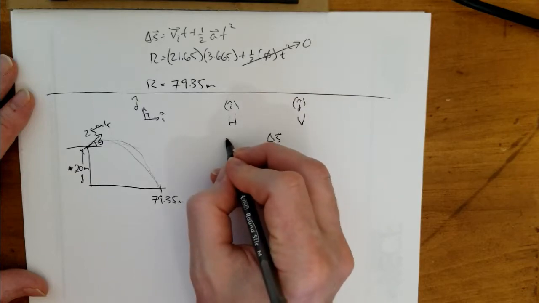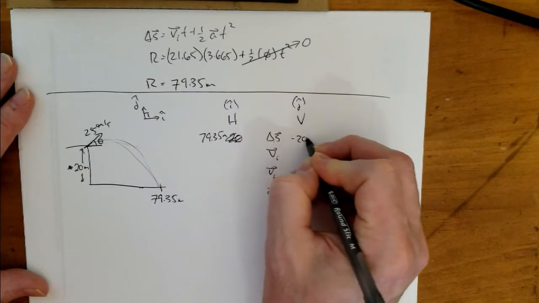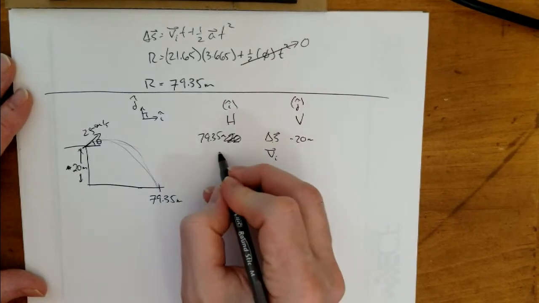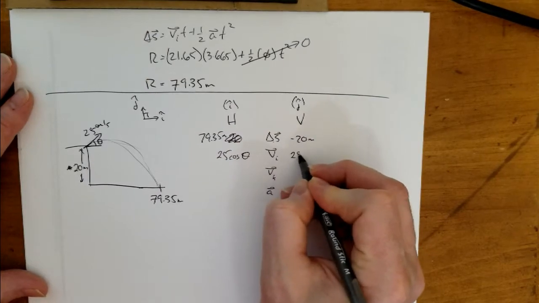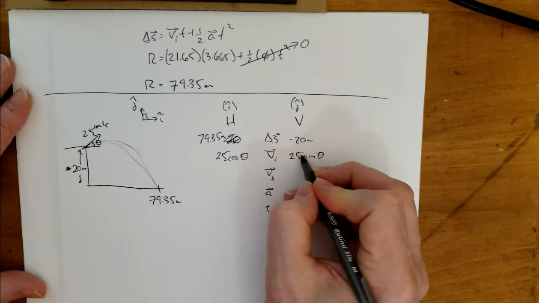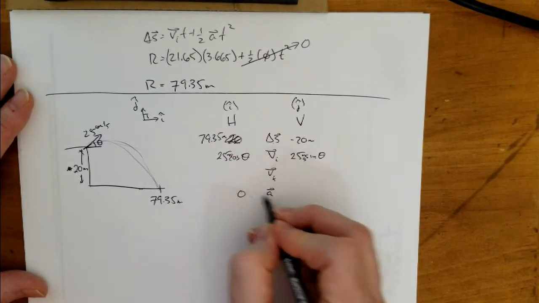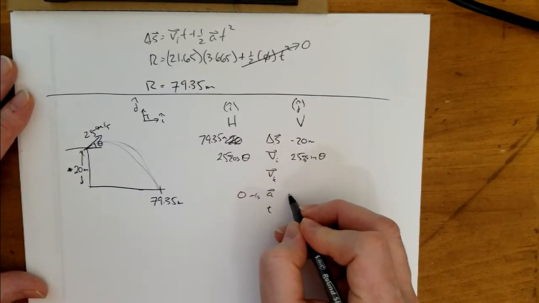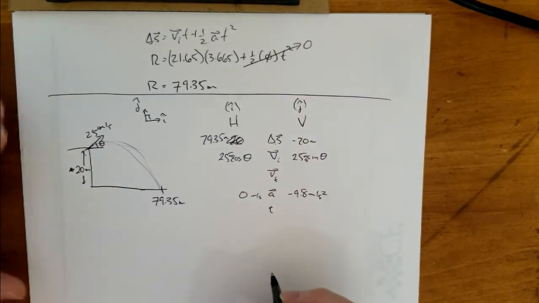So this is 79.35 meters. This is negative 20 meters. Vi is 25 cosine of theta. This is 25 sine of theta. Technically, let's squeeze a meter per second in there. This is 0 meters per second, and this is negative 9.8 meters per second squared.